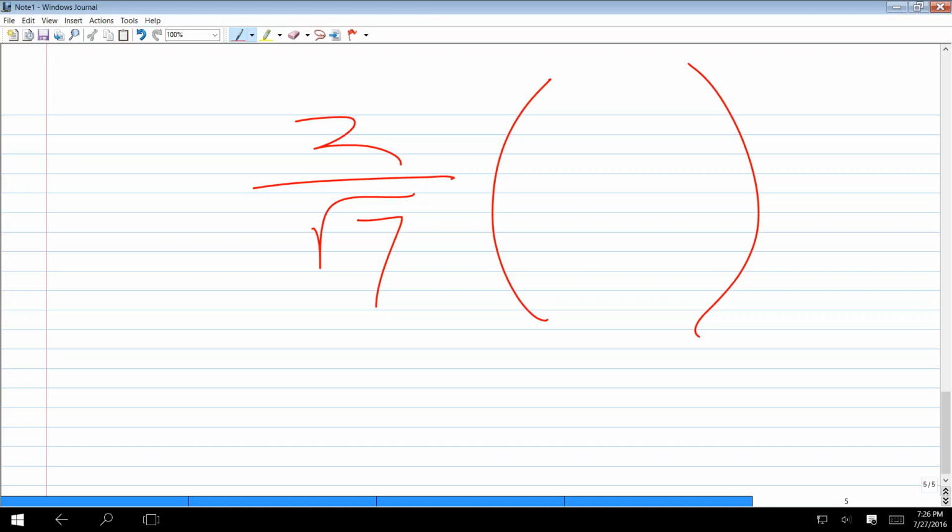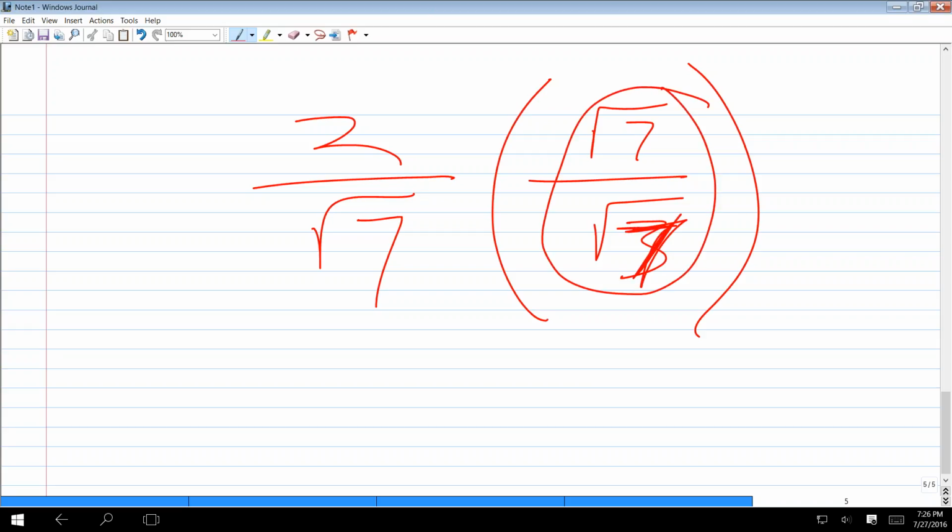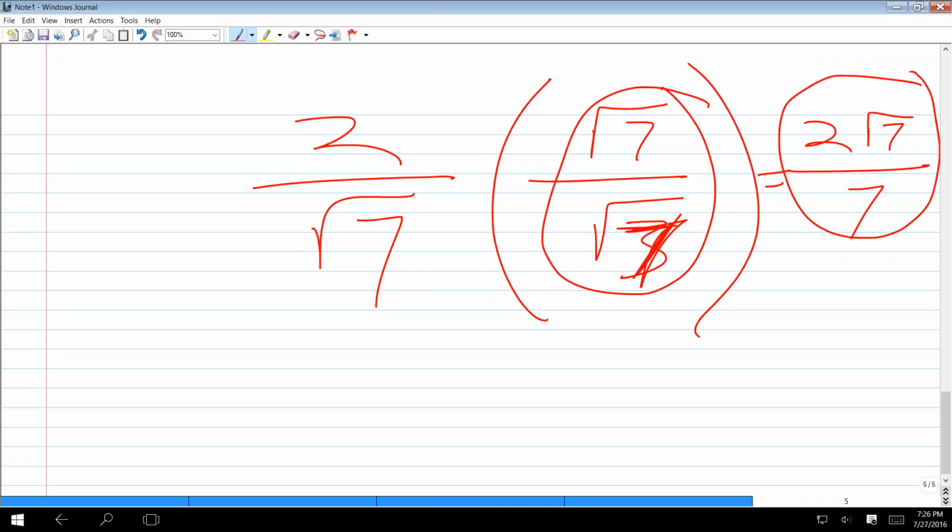What number 1 would I multiply this by in order to rationalize the denominator? Root 7. Root 7 over root 7. Notice that that is the number 1. And then what that gives you is, multiply numerators, you have 2 root 7. Multiply denominators, you have 7. And that's your final answer. And that's an acceptable answer because the denominator does not have a rational number.